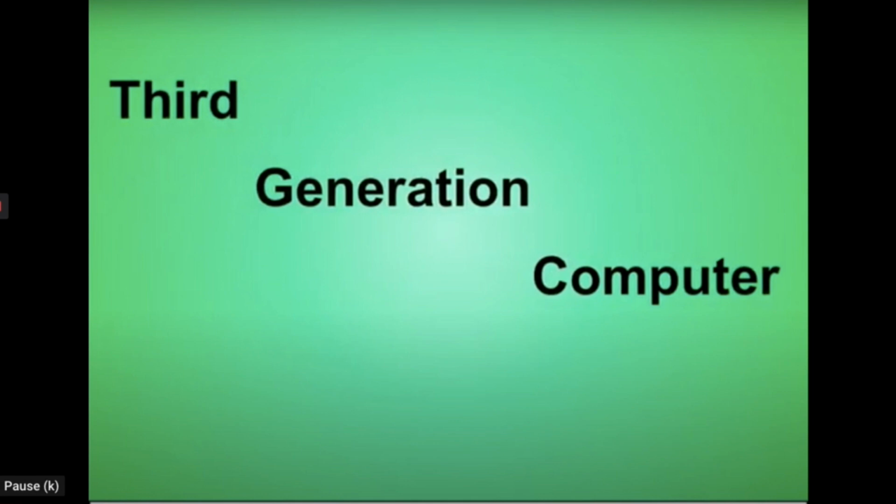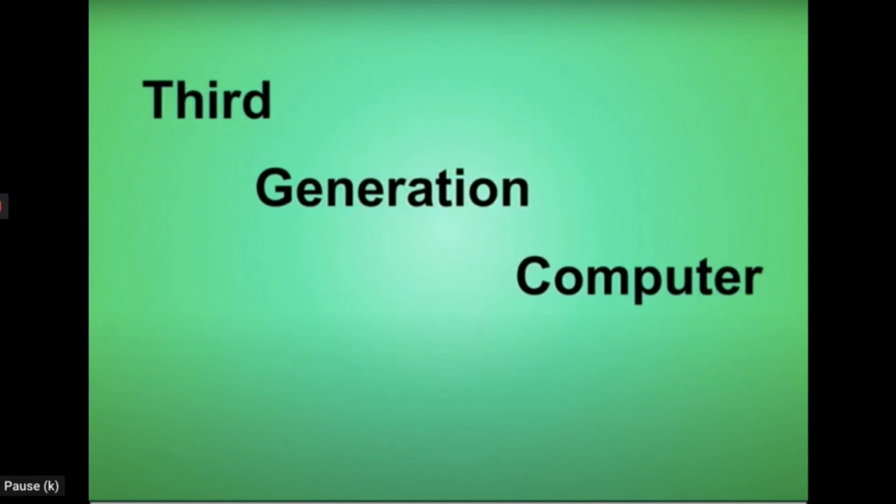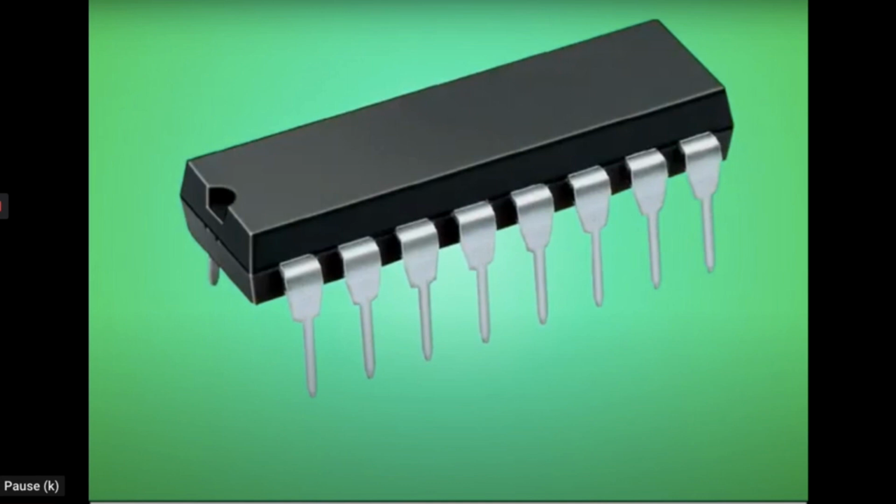Third generation computer. The period of third generation was 1964 to 1971, using integrated circuits, that is ICs.